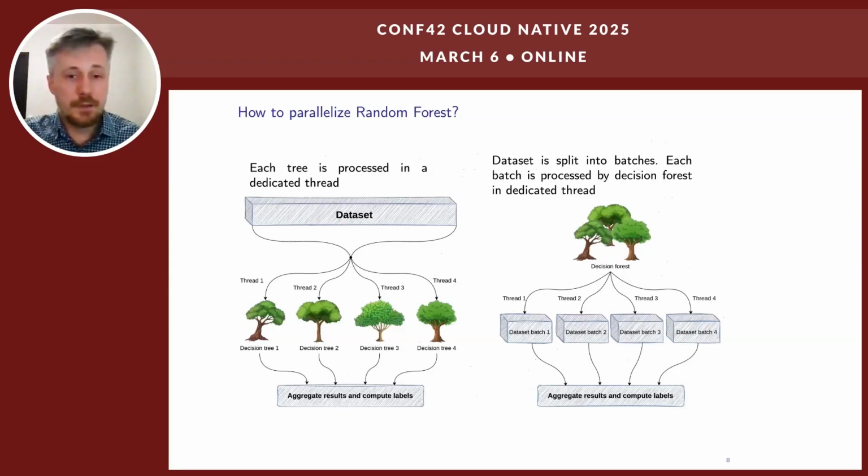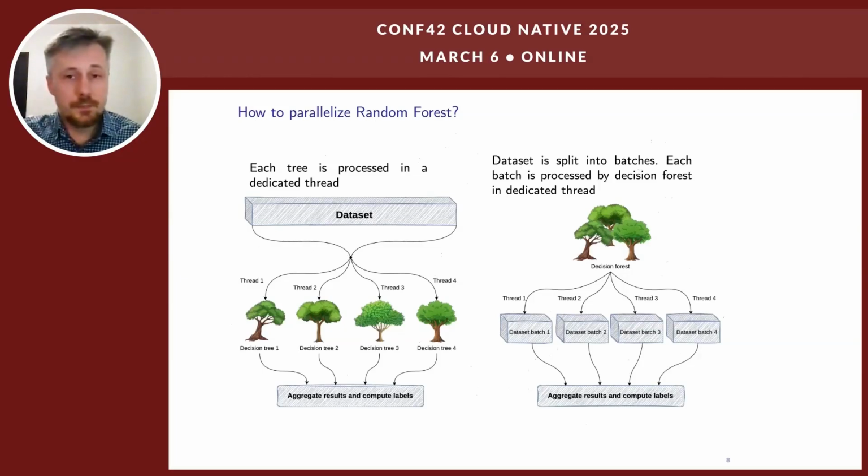If we have enough trees, we can process each tree in a separate thread. For instance, if we have 9 trees and 4 available threads, then we can take 4 trees, process them in parallel, take additional 4 trees and process them, and then we will have only 3 trees. And so we will use the second approach, when we split the dataset into several batches, and each batch is processed in a different thread using a decision forest consisting of 3 trees.